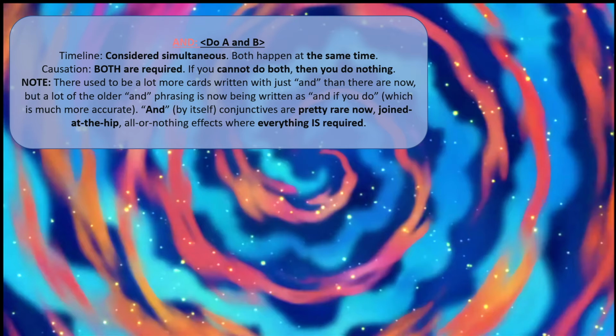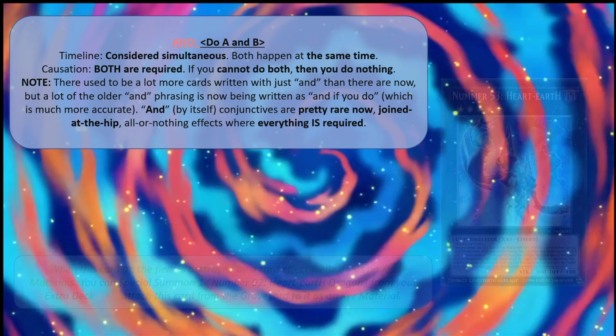So there used to be, like I said, a lot more cards written with "and," and the phrasing has now been changed to "and if you do," which is a lot more accurate. And it's pretty rare now to see "and." Like I said, they are joined at the hip. So it's all or nothing. Everything is required. It's basically like a deal with the devil. You have to do one to do the other one. It doesn't work any other which way.